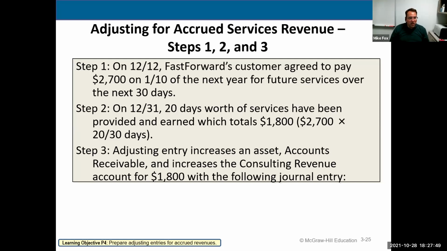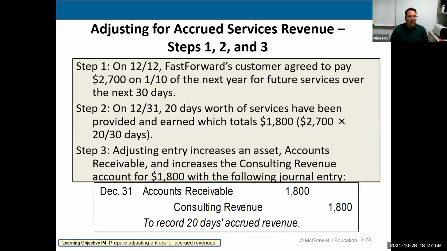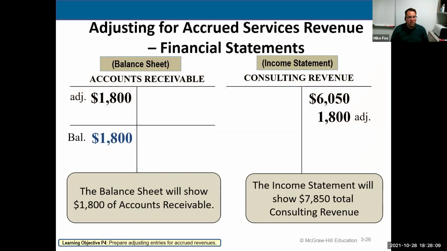So at the end of the month, we do an adjusting entry to recognize the revenue we've earned and to recognize the accounts receivable, the money that will be owed to us when it's time to pay. So we debit accounts receivable, that's increasing an asset, and we credit the revenue account, which is increasing the revenue. And so that's going to allow us at the end of the year to have accurate revenue for our income statement, and then also have that accounts receivable showing that money is still owed to us.